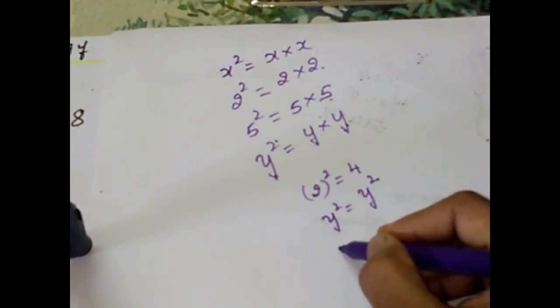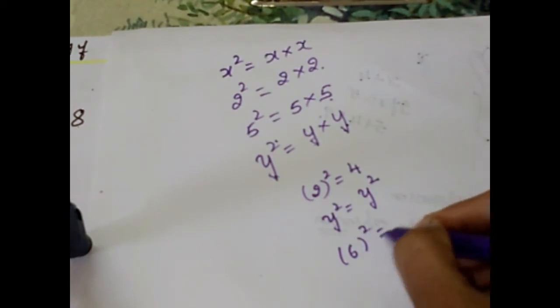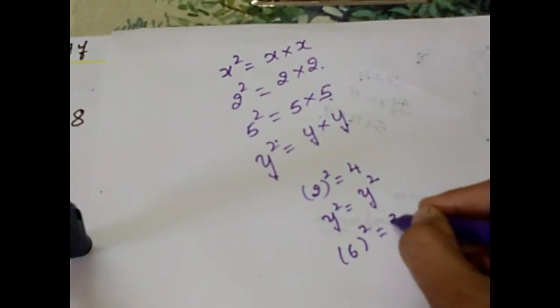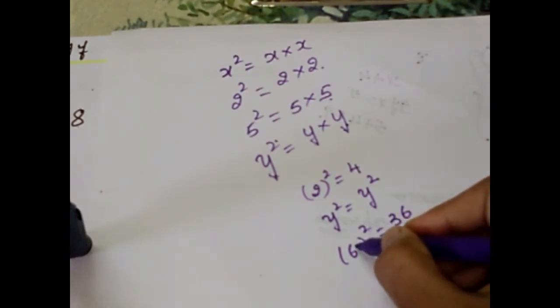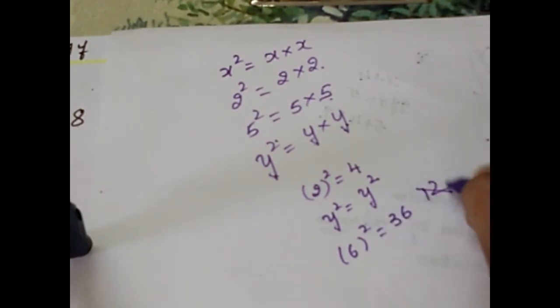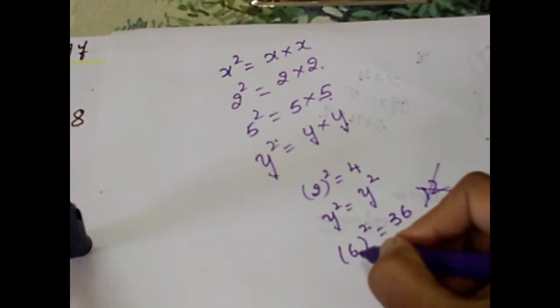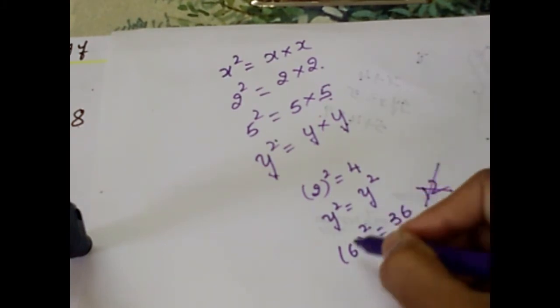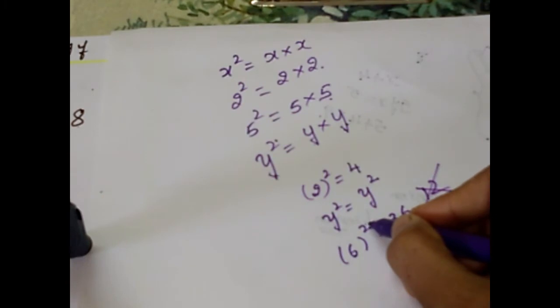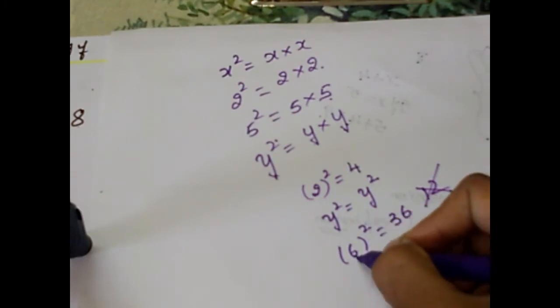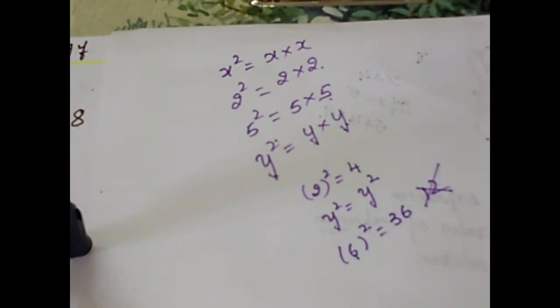If you know the value of y as 6, what is 6 square? 6 6s are 36. Many of them will write 6 2s are 12, which is absolutely wrong. Keep this in mind. I am showing the common errors also. 6 2s are 12 is different. 6 6s are 36 is different. Any value raised to the power 2 means multiply the number 2 times.